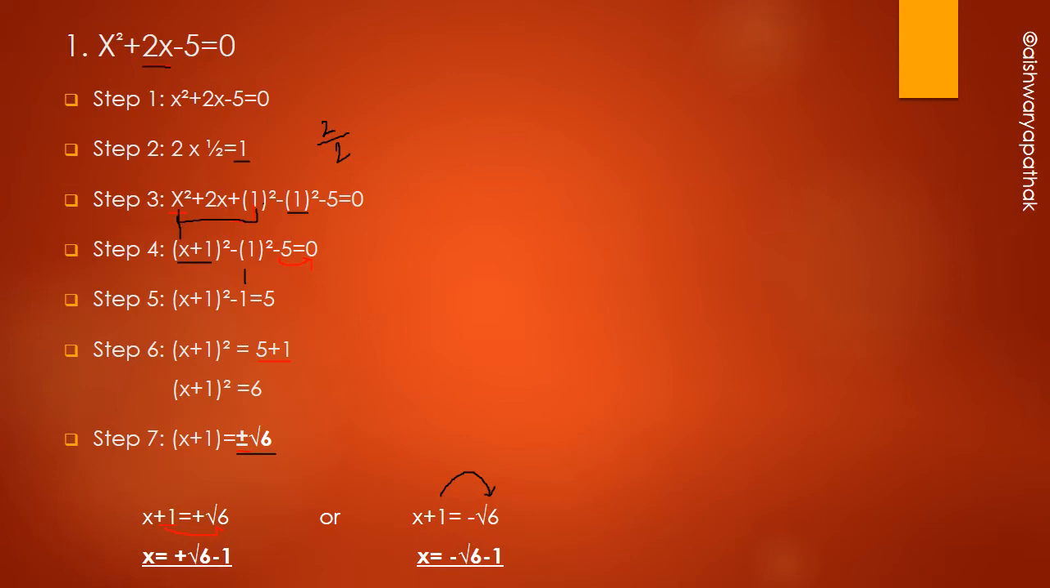Now what you have to do here, the first important criteria of the completing the square method is that it should have x square as its first term. It is very compulsory that it should have x square as its first term. Okay. Then in step 2, what you have to do?